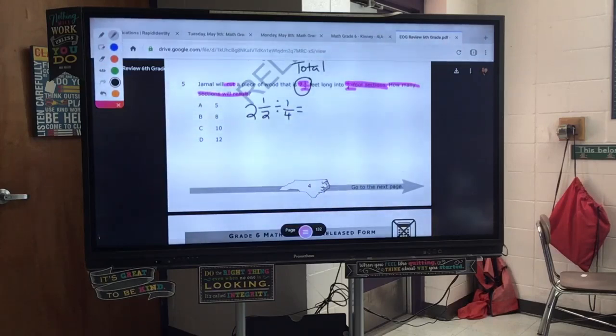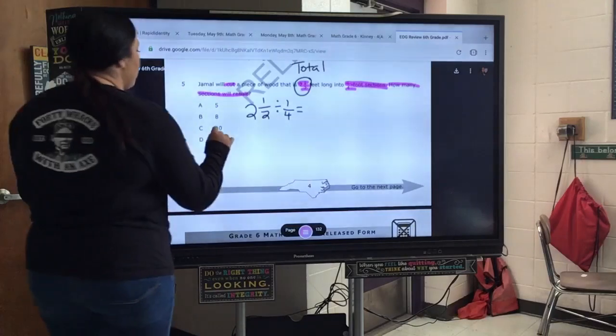Alright, what do we have to do with 2.5? Can we divide 2.5 divided by 1/4? Can we do that? Yes or no? No, we cannot. So what do we have to do with 2.5? Someone other than Ronnie. Someone other than Mikael. Camden. You gotta change the mixed number to an improper fraction.